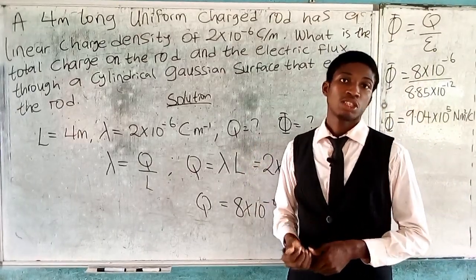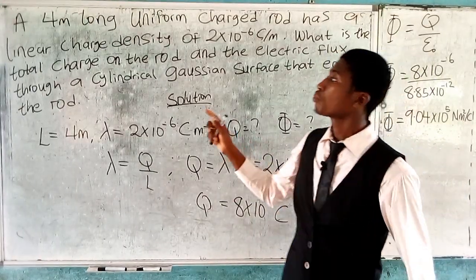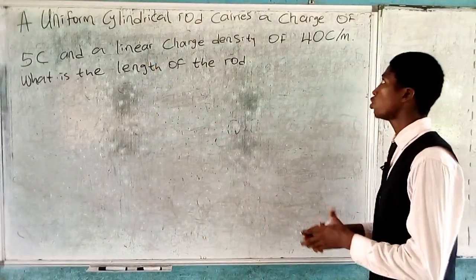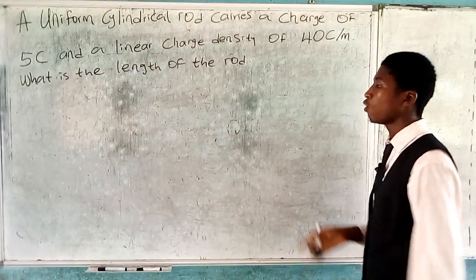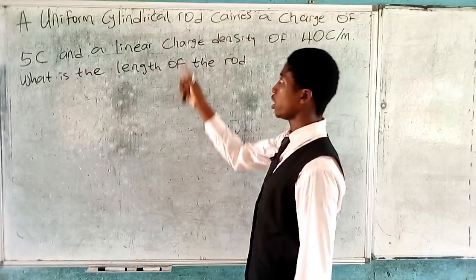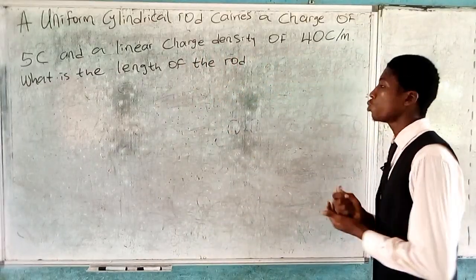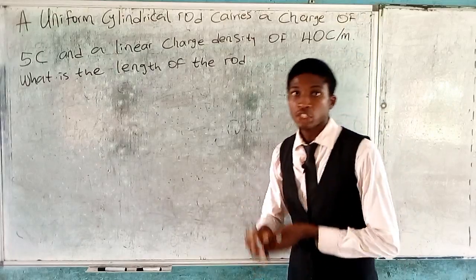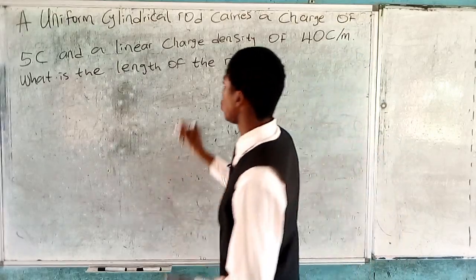So let's move on to the last example, and we can say to ourselves that I know linear charge density well. The next example states that a uniform cylindrical rod carries a charge of 5 coulomb and a linear charge density of 40 coulomb per meter. What is the length of the rod? The question is quite straightforward, right? So our solution.